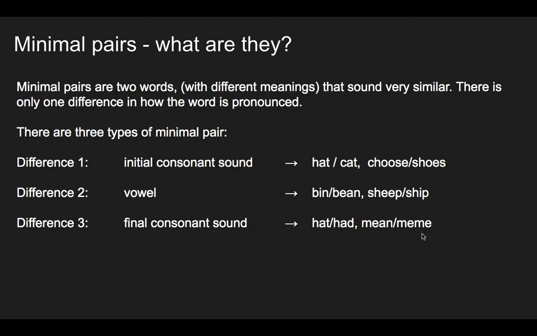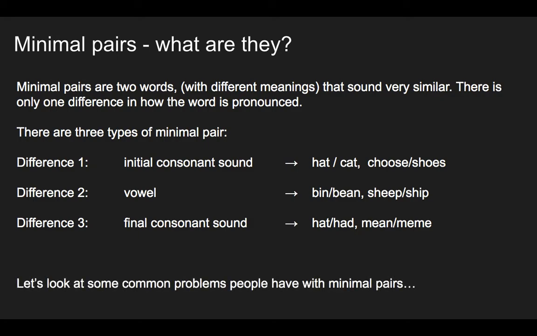And this is a minimal pair. So words that sound very similar with one difference. Sheep, ship. Mean, meme. Choose, shoes. So that is a minimal pair.